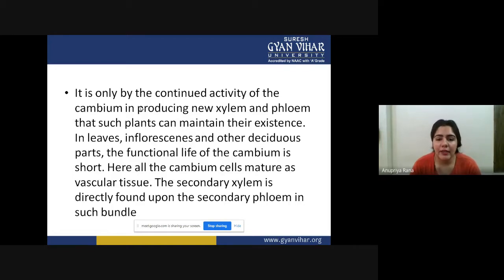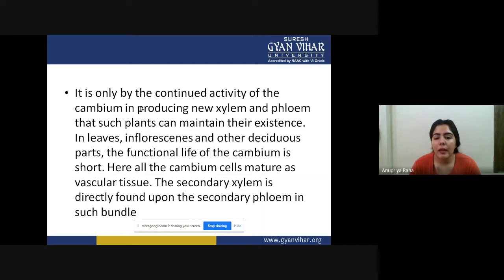But if we are talking about the leaf, or some other deciduous part or inflorescence, these parts do not have a long life inside a plant. A flower remains for just 5 or 6 days. A leaf lasts about 2 or 3 months. After that, if they are deciduous plants, they fall off when autumn comes. So these parts, like the leaves and inflorescence, do not have a very long cambium life. Their cambium functional life is very short in comparison to the stem.